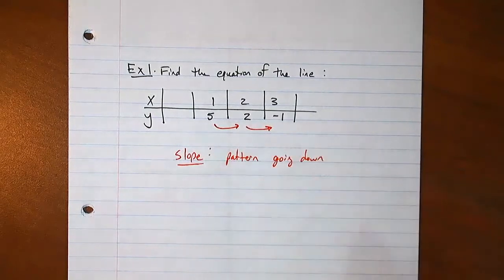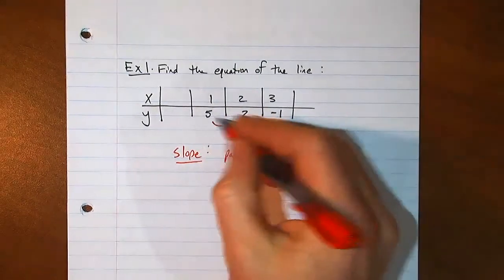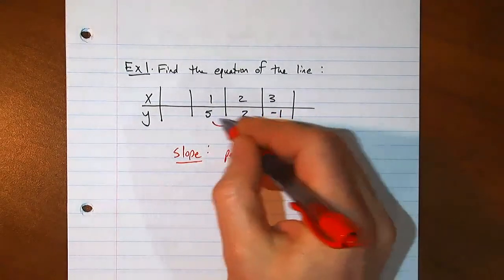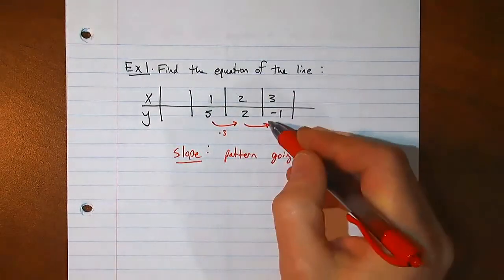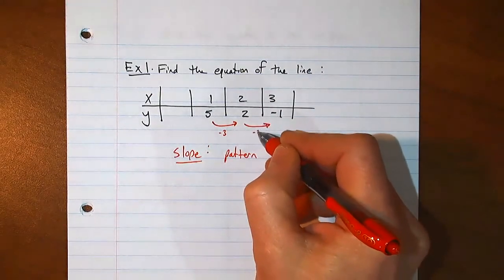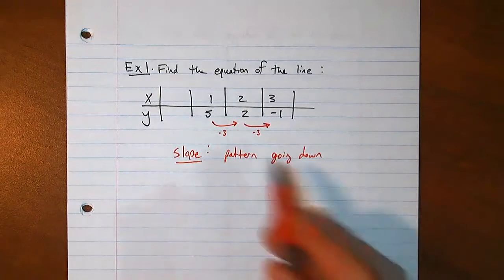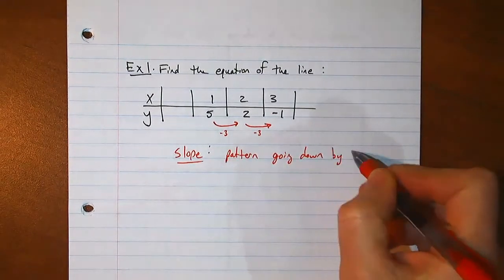That's the first thing. So I know that my slope, my pattern, is subtracting something because the numbers are getting smaller. Now, how much did I subtract? Well, if I do 2 minus 5, I get -3. So I must have subtracted 3. And I can check this here too. If I do -1 minus 2, I get -3 again. And if it's truly a line, I'll get the same number everywhere I go. So I'm going down by 3.